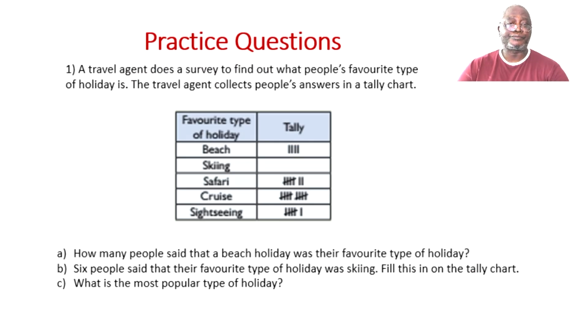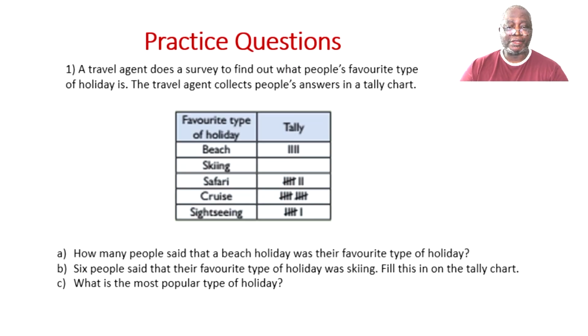Number 1. A travel agent does a survey to find out what people's favorite type of holiday is. The travel agent collects people's answers in a tally chart. By the way, to collect people's answers, you can do a questionnaire or you can interview them, but you need to make sure you have your tally chart available for your count. A. How many people said that a beach holiday was their favorite type of holiday?